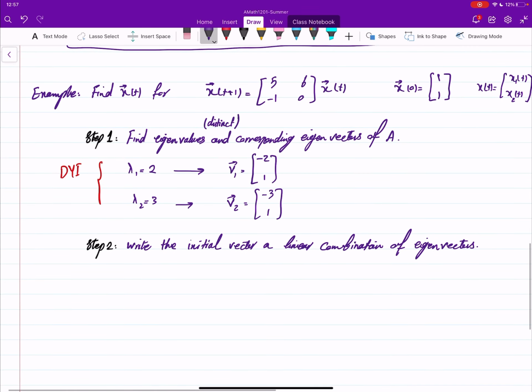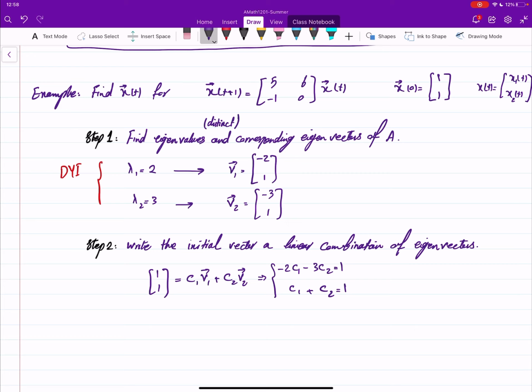So in other words, we are trying to write 1, 1, the initial value, as C1 times V1, the first eigenvector, plus C2 V2. If you multiply C1 to V1 and C2 to V2 and add them, the first component is going to be -2C1 minus 3C2, and it must be equal to 1, the first component on the left hand side. And C1 times 1 plus C2 times 1 must be equal to 1.